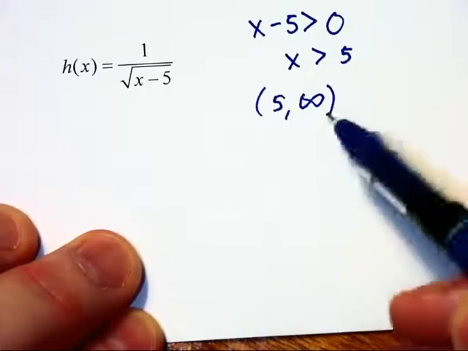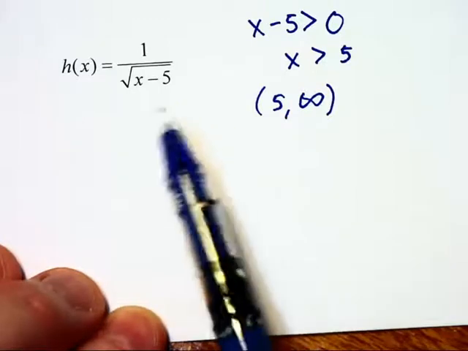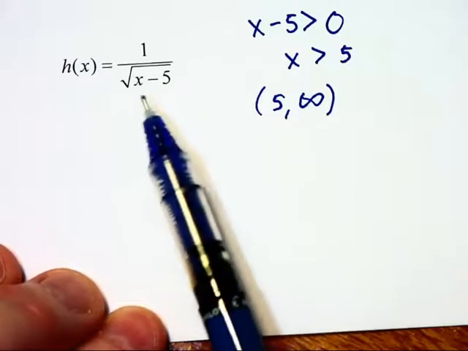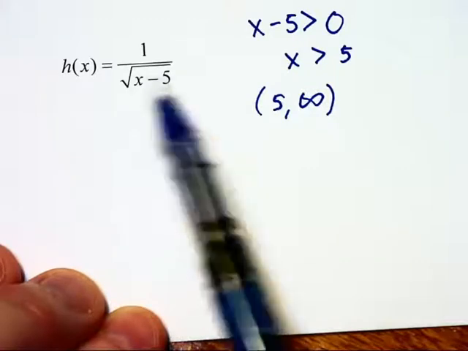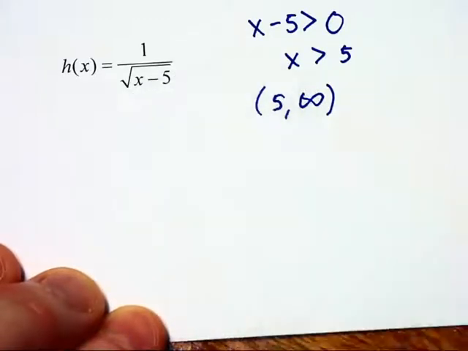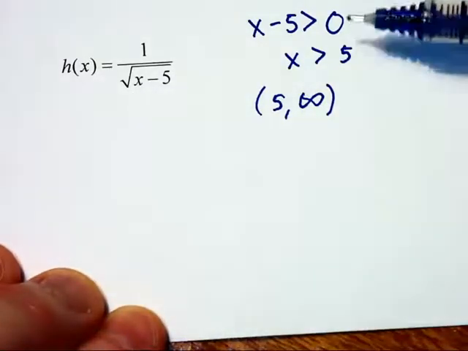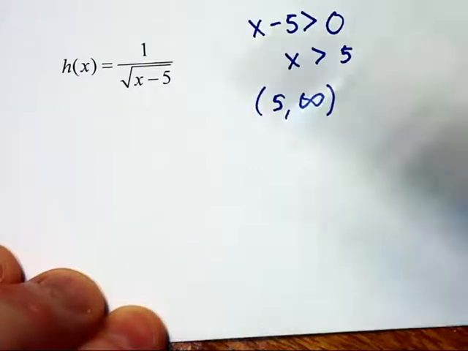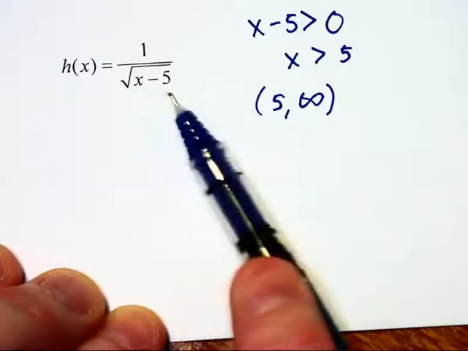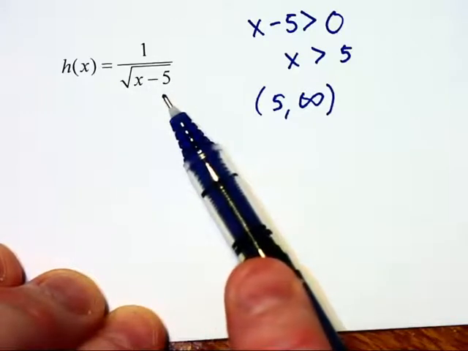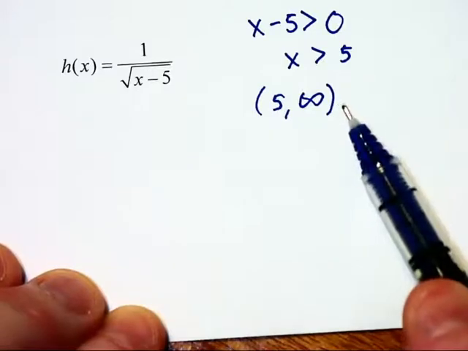So you have to pay attention to two separate things here. Both the denominator cannot be 0 and what's inside the radical must be greater than or equal to 0, and that means only positive values will work. Notice that if you included the 5 on the left, 5 minus 5 would be 0, and you'd have the square root of 0, which puts a 0 in the denominator. So this is the domain we're looking for.